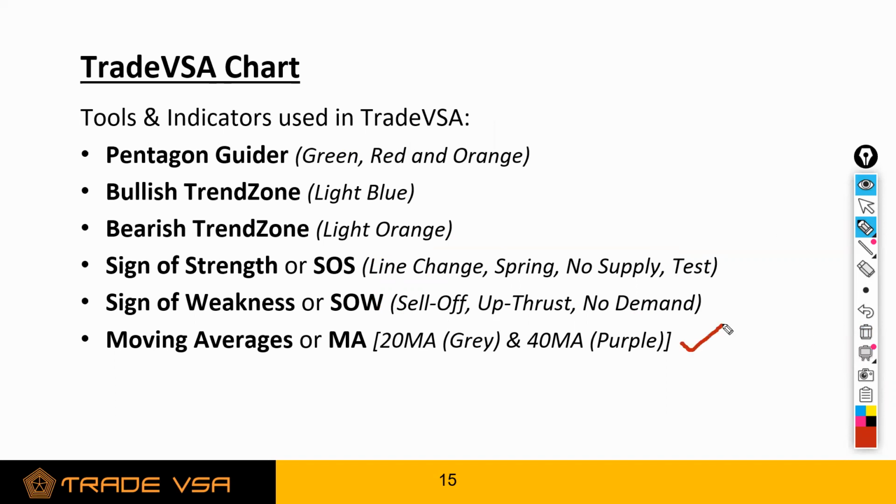So moving average as well: the gray color line represents the 20 MA, the purple color line represents the 40 MA. Next week also I will go into details how we're going to use the moving average to look for a trend, or to look for the entry with sound strength. So these are a few things that we will look into next week.